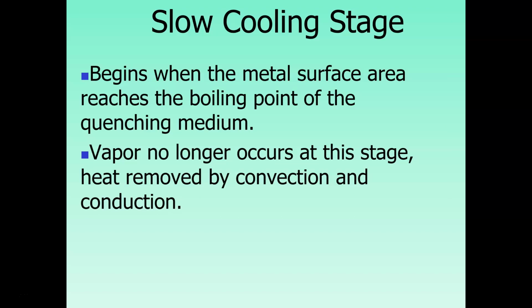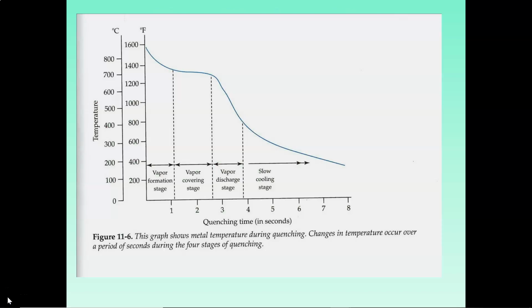The slow cooling stage. No further vapor film is formed, and this is the gentlest phase of the cooling process. This is also the most drastic drop in temperature. See figure 11.6 in your book. Here's figure 11.6 in your textbook, and it gives you the temperature on the graph on the left side and the different stages of the cooling sequence along the horizontal line. And you can see it happens really quick.